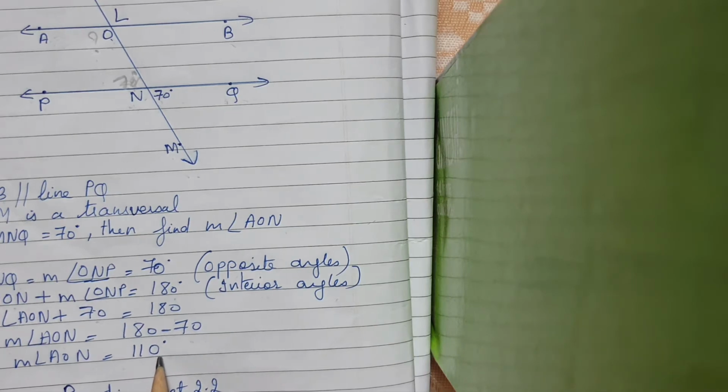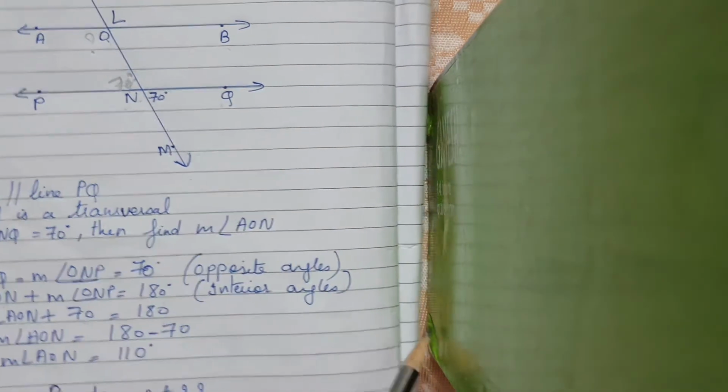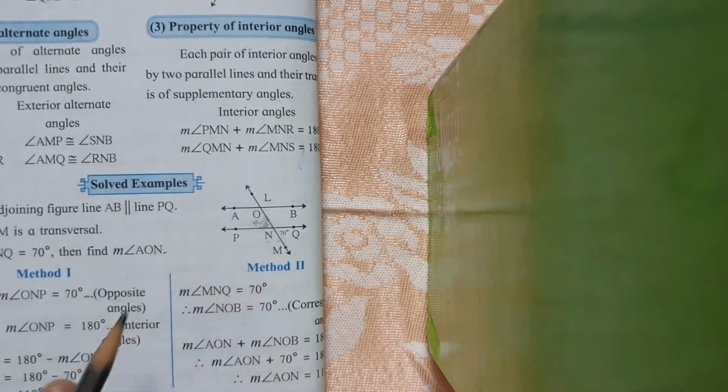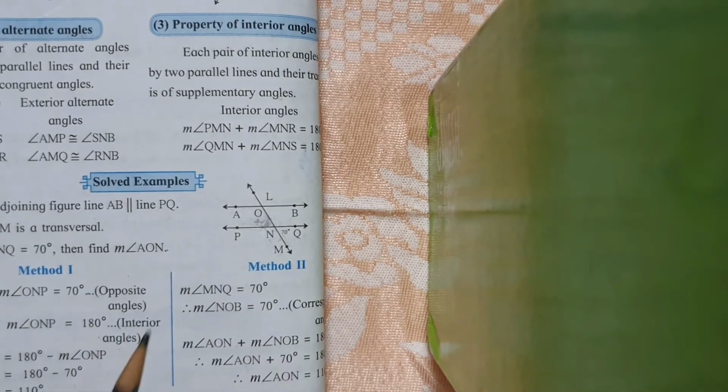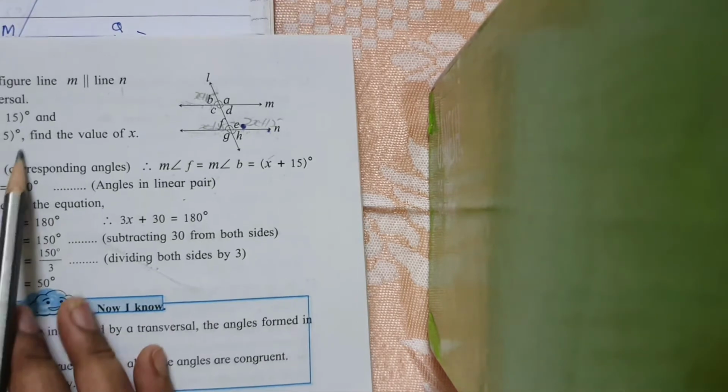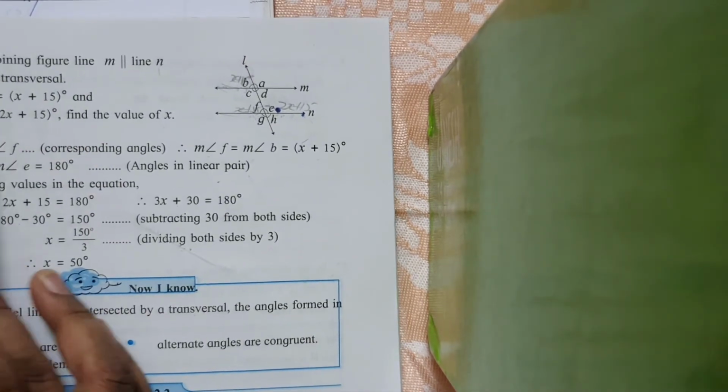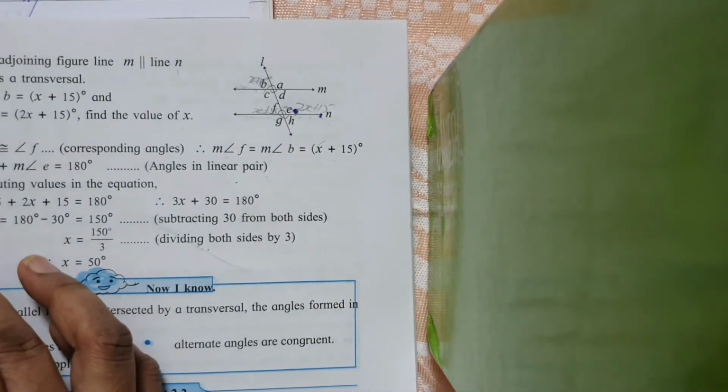Okay, understood this? So this was the example which was given in the book. I have solved this example which was already solved, just to show you all, I have done it again in the book. Now we will do practice set 2.2. Before doing practice set 2.2, let me show you all about the example on the top, example number 2.